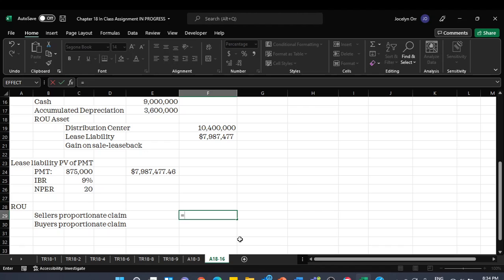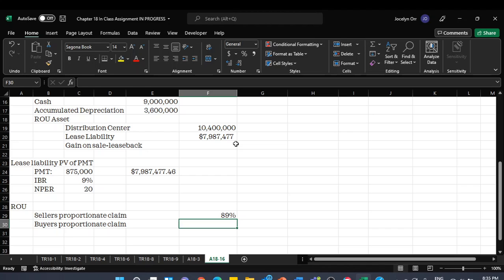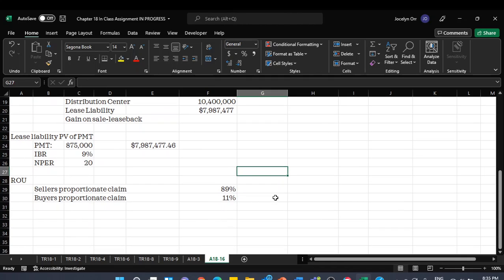No, I'm sorry. My brain is tired at this point. I was thinking of the final initial cost where we need the net book value. I'm sorry. The proportionate claim, we are taking the present value that we just calculated and dividing by the amount of cash that we are going to receive. That gives us a proportionate claim of 89%. The buyer's proportionate claim then is going to be the difference between 100% and the seller's claim. In this case, we don't need all these decimals, 11%. Okay.